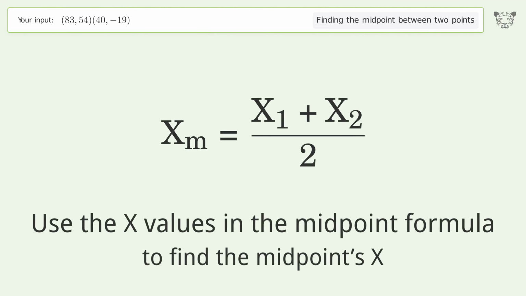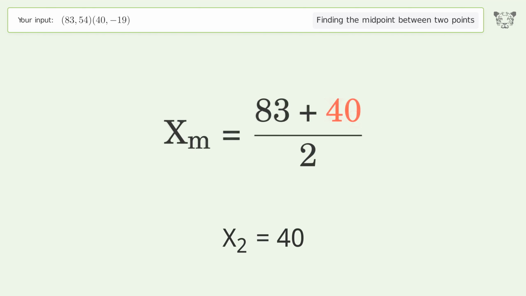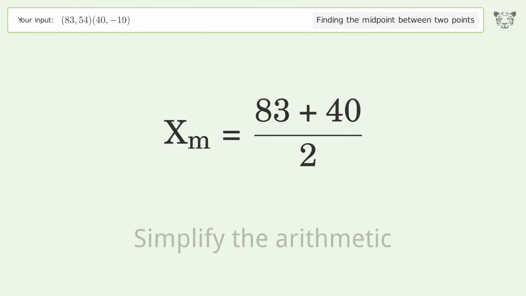Use the x values in the midpoint formula to find the midpoint's x. x1 equals 83. x2 equals 40. Simplify the arithmetic.